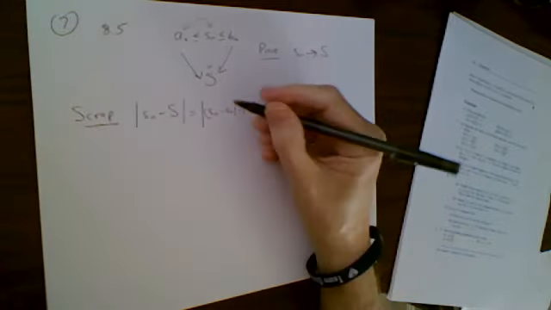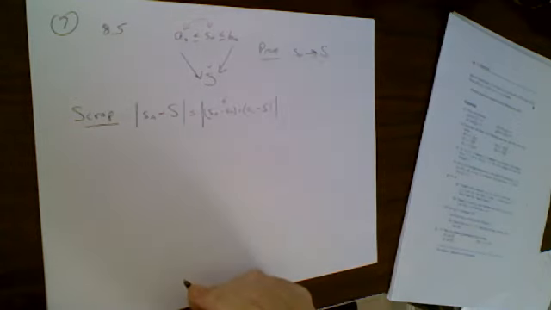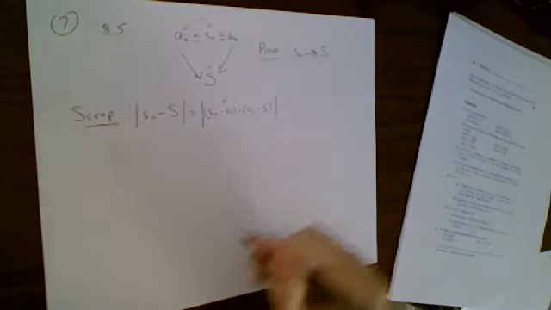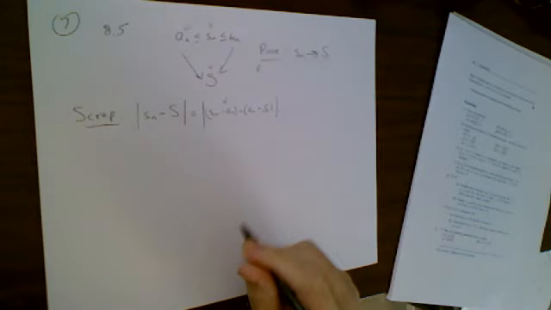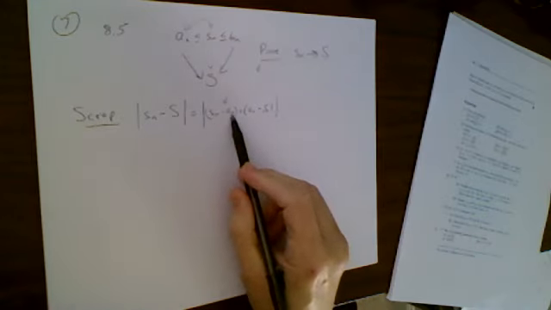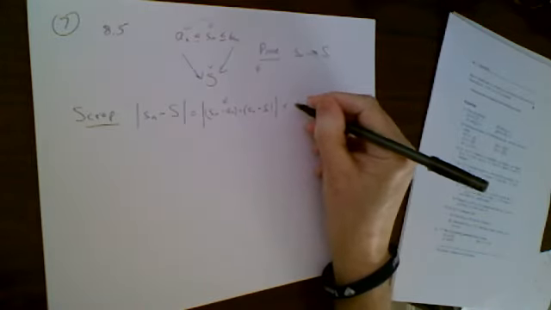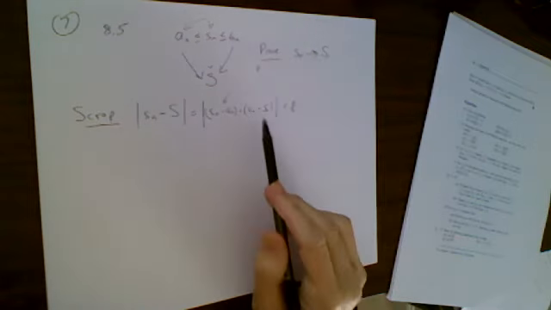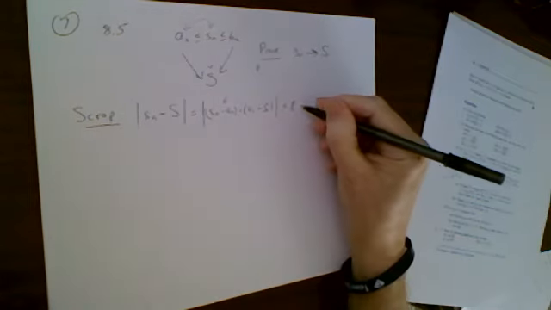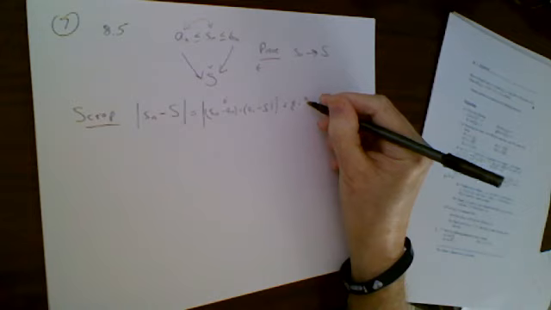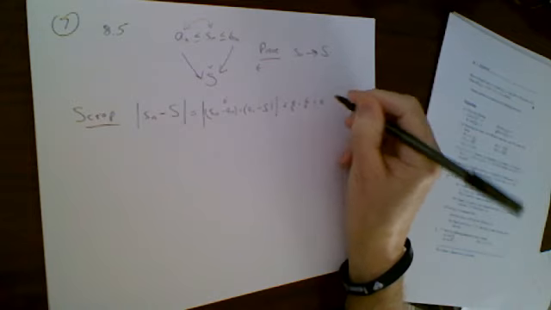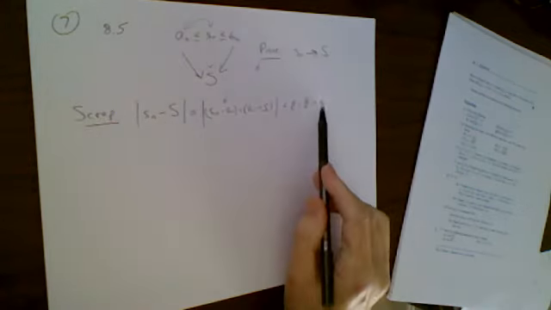But notice I can make these things as small as I want. So if you were given an epsilon, you could eventually make these things less than epsilon over 2, which means I've made this distance less than epsilon, which is what I want.